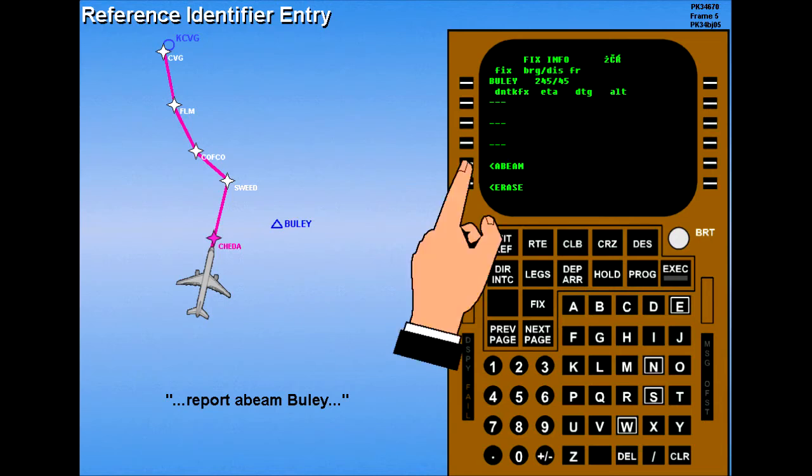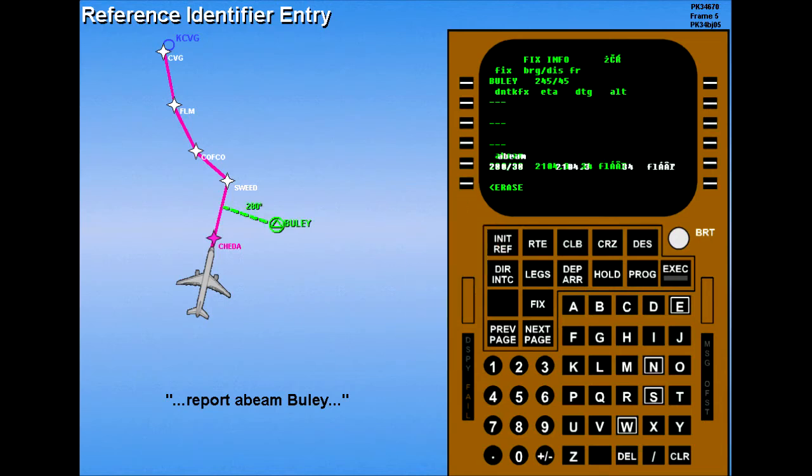Next, select the beam prompt. Now displayed is the radial and distance from bully to the beam point along your flight path. Also displayed is the estimated time of arrival, the distance to go, and the computed altitude at the beam point. Note that the HSI has changed the reference waypoint symbol and has added a dashed green reference line representing the beam radial.